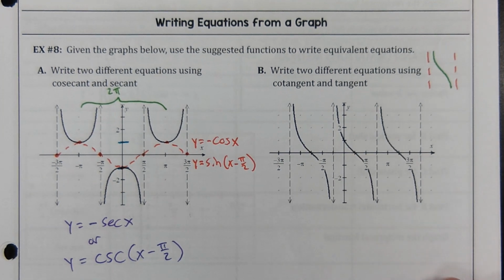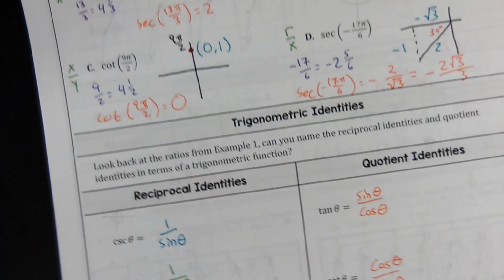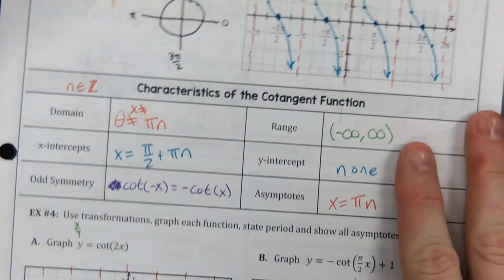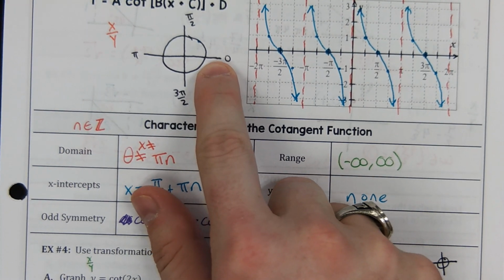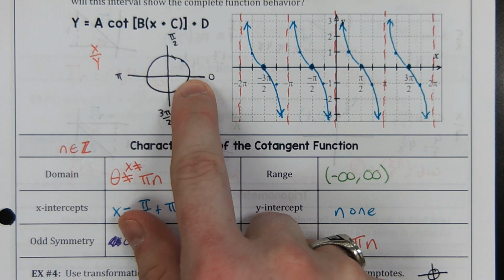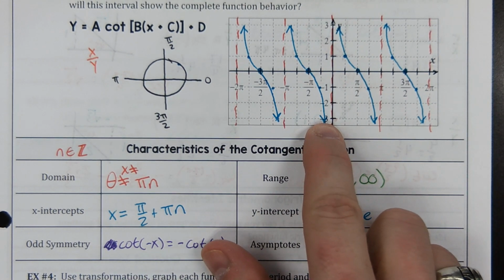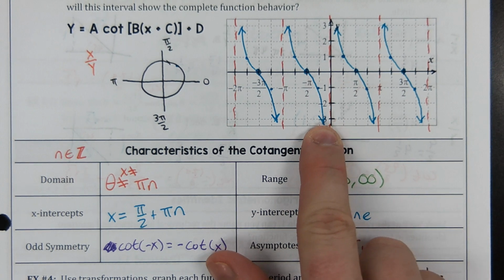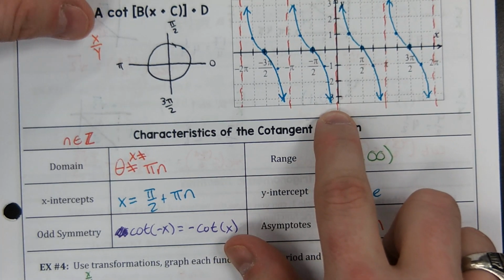Cotangent is side lengths x over y. So if you're on the unit circle, if you're x over y, and you are here at 0 radians, you have no y value. So cotangent is undefined on the y-axis. Tangent is 0 on the y-axis. Cotangent is undefined on the y-axis.